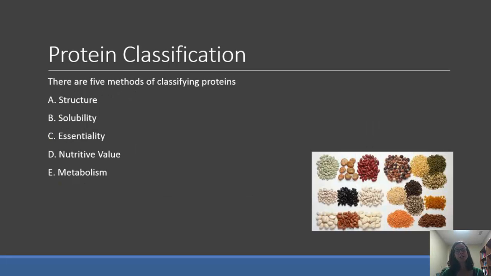Okay, proteins are a very, very broad macronutrient. They have a lot of different functions and a lot of different properties, and therefore we classify them in different ways. So we can classify them by their structure, their solubility, their essentiality, nutritive value, and metabolism.